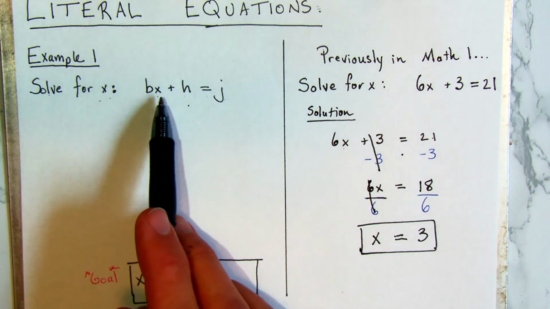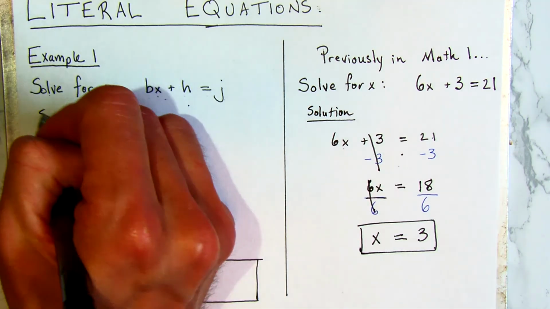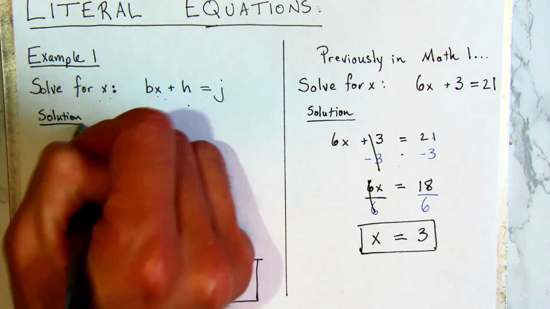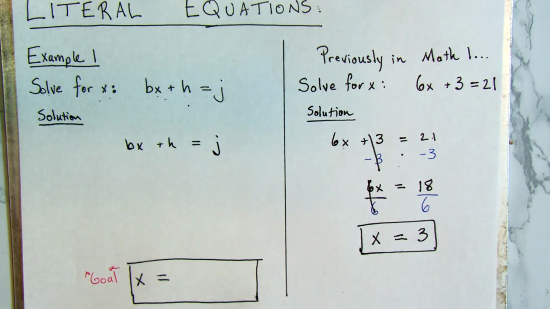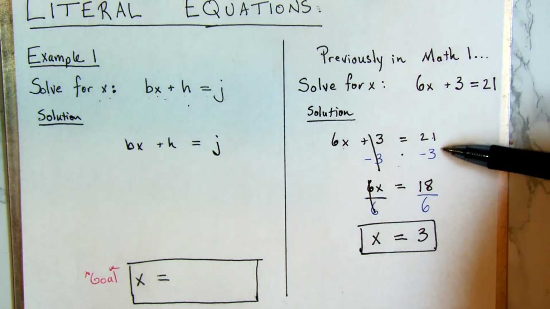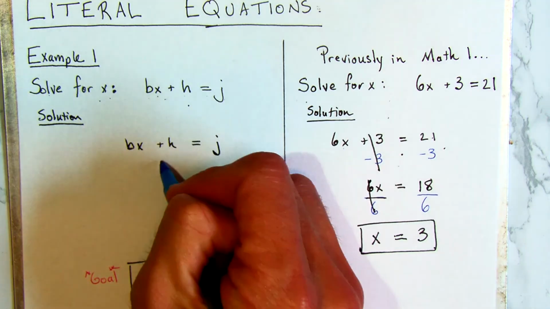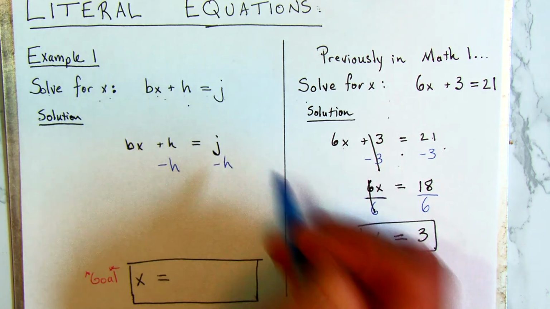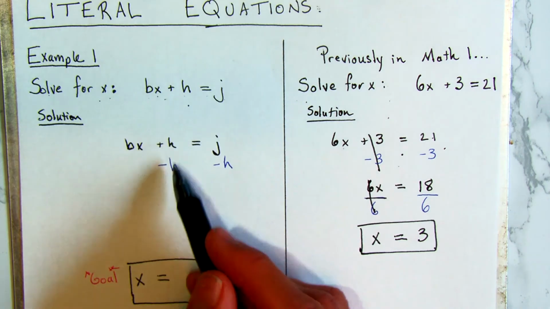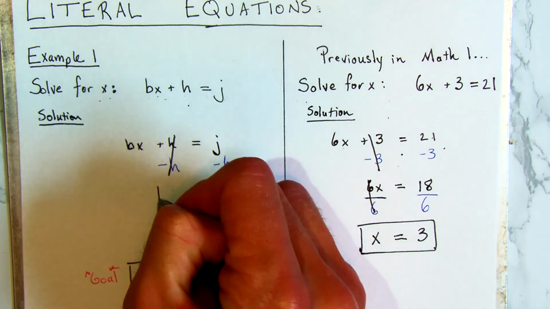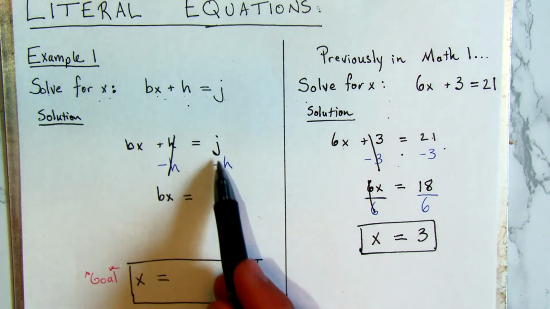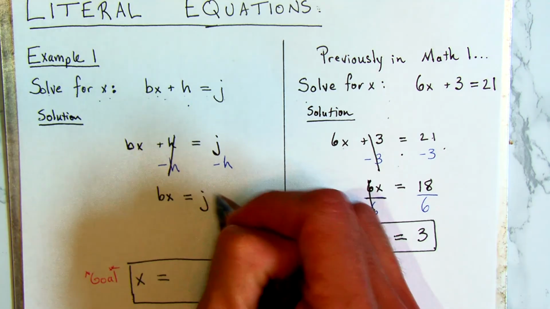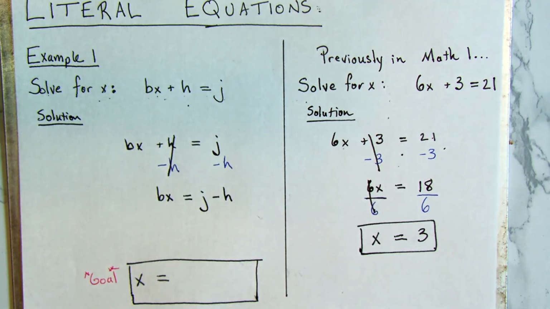Now, looking at the parallels here, let me rewrite this. What do you think I'm going to do first? Just like this one, I'm going to subtract not 3, but instead I'm going to subtract h from each side. Subtract h. And h minus h cancels, leaving b times x equals j minus h. Now these are not like terms. They're not the same letter. They're not the same variable. So we write them side by side.